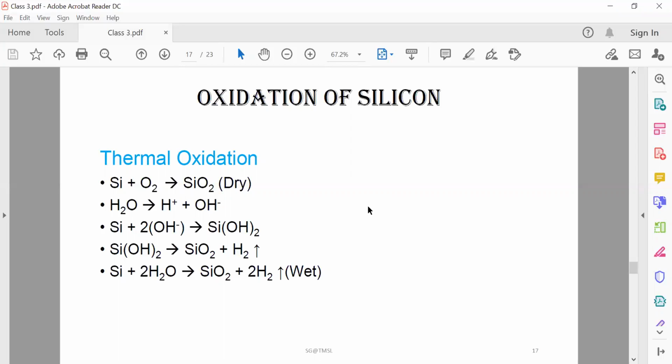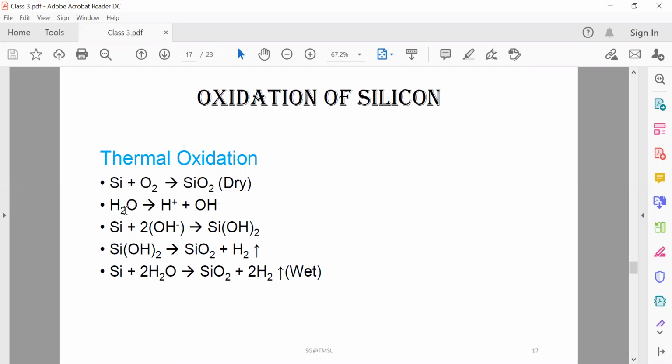Basically, you need an electrolytic cell, and there you can deposit silicon dioxide, not grow it from the native silicon. That is the difference. In the other techniques, you grow from the native silicon, but in anodization you are depositing silicon dioxide as a molecule on the surface of the silicon. First, there is dry oxidation, silicon plus oxygen gives SiO2.